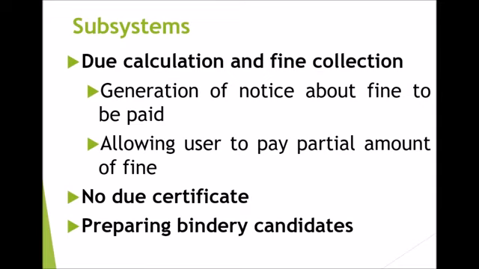And at the last point, we can see preparing binding candidates as a function. That means once damaged documents are found at the circulation desk, the library staff need to isolate them for binding purposes. If there are many documents for binding, the library needs to prepare a batch of binding candidates, which later need to be sent to the binders. So these are all the subsystems or functions of the automated circulation desk.